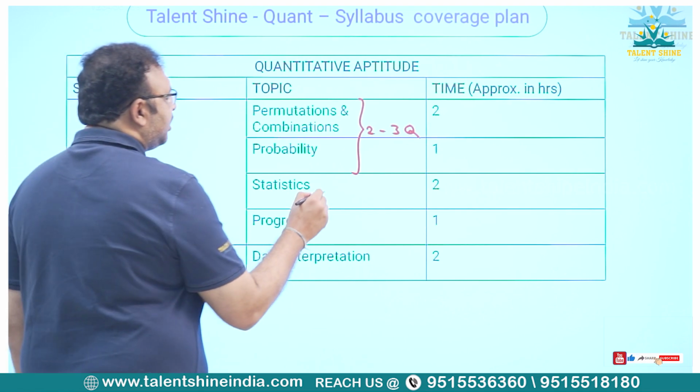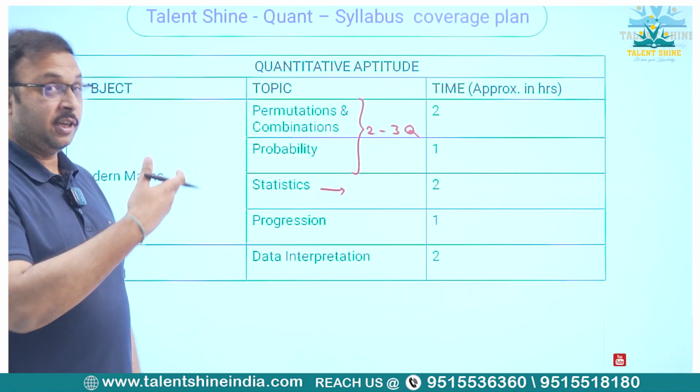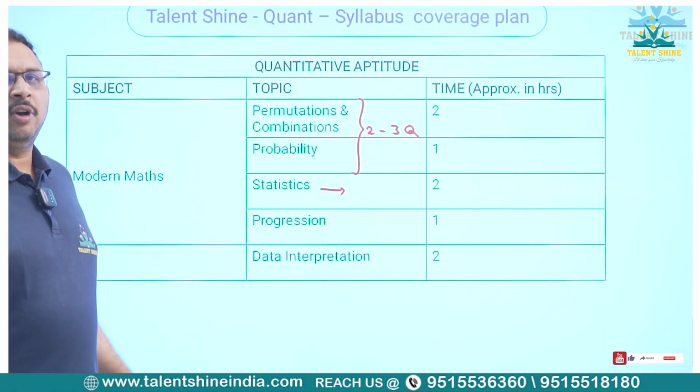Next, statistics. Of course, in the 2022 TCS NQT, they asked 5 to 6 questions from only statistics. But we can't predict.